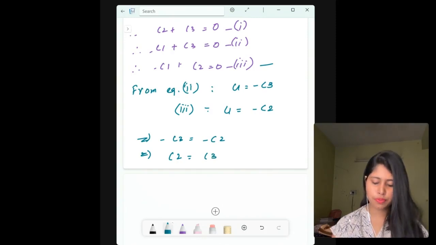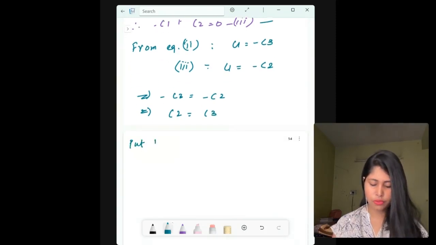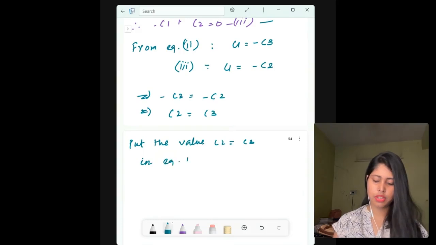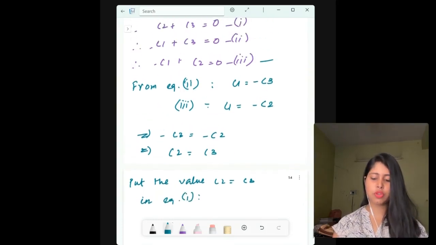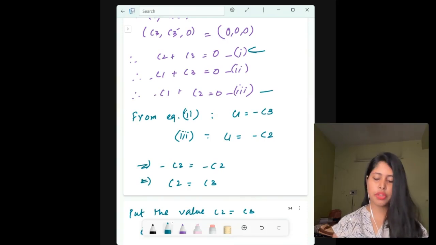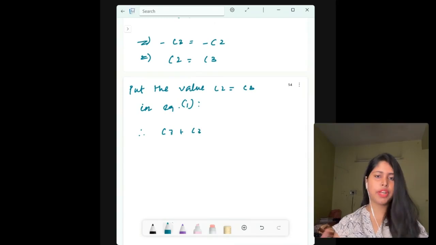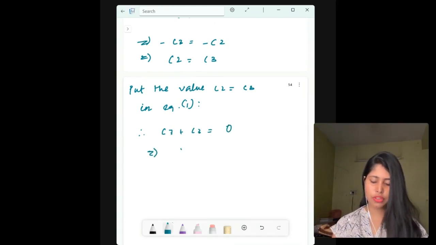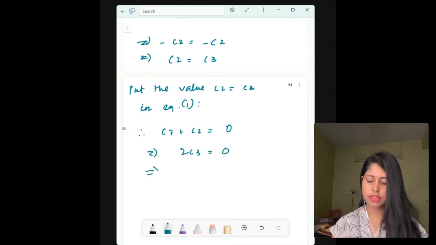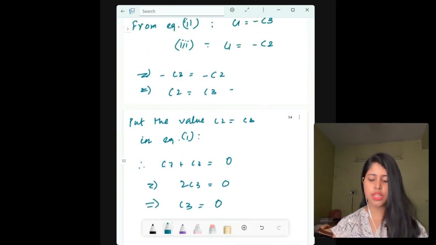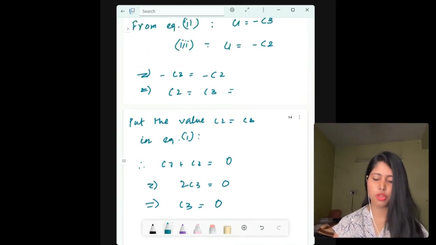Now if you put the value C2 is equals to C3 in equation 1, then what do you get? Basically C3 plus C3, if we write the C2 in terms of C3, is equals to 0, then 2C3 is equals to 0, then C3 will be equals to 0, right? Now we know C2 is equals to C3. Now C3 is equals to 0, then C2 will also be equals to 0.